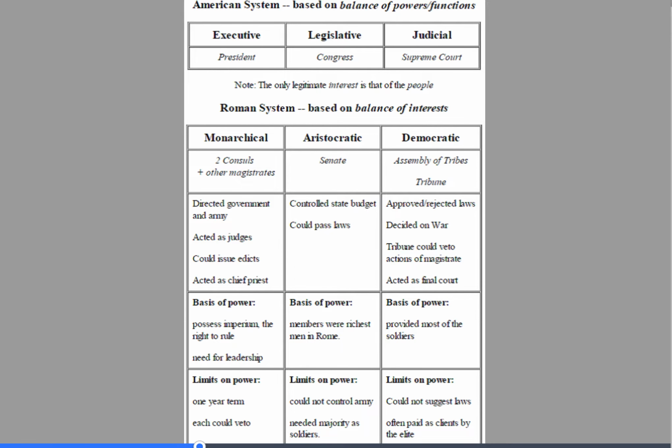This chart is a good little comparison between how our system of checks and balances in our republic works. At the top, the balance between the executive, legislative, and judicial branches, which you've all learned about, and how that compares to the Roman Republican system. So as opposed to trying to balance the powers and functions of government, the Roman Republic tried to balance the various interests of social groups, especially between the aristocratic Senate and the more democratic tribunes that represented the people.